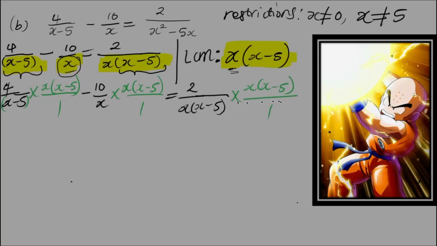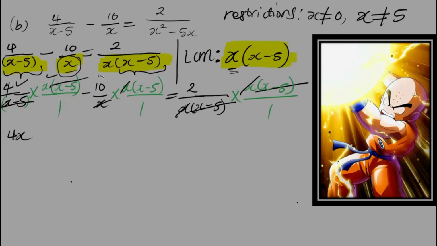So now, once we have something like that, this x will cancel with the denominator x. The x minus 5 will cancel with the x minus 5. And in this part, the numerator x will cancel with the denominator x only. And in this part, the x minus 5 will cancel with the x minus 5. What am I left with? I no longer have denominators. So I'm left with 4 multiplied by x. How much is that? That is 4x.